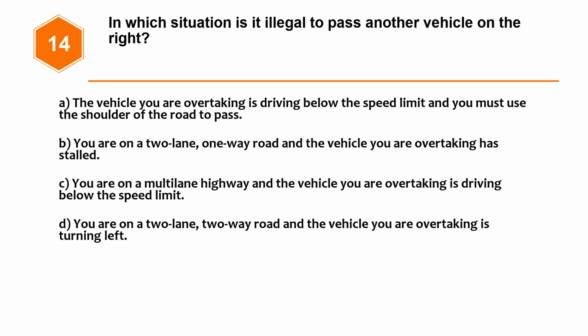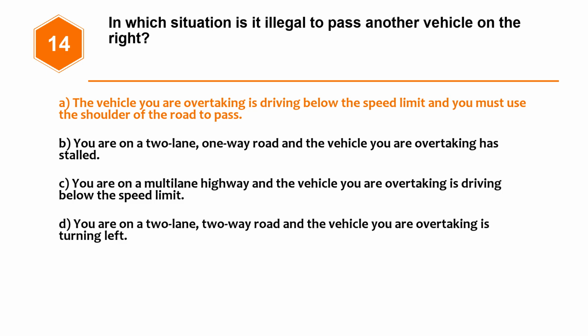Option B. You are on a 2-lane, one-way road and the vehicle you are overtaking has stalled. Option C. You are on a multi-lane highway and the vehicle you are overtaking is driving below the speed limit. Option D. You are on a two-way road and the vehicle you are overtaking is turning left.